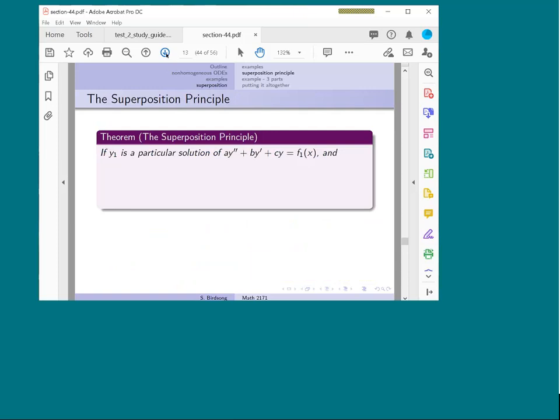I don't care if you remember the name Superposition Principle, okay, as long as you can read through a question and figure out what's going on. So here's what the Superposition Principle says. It basically talks about what we've just been doing.